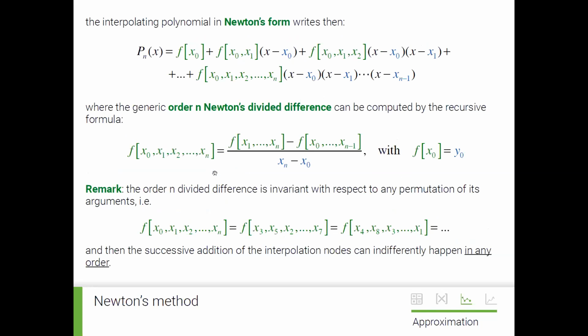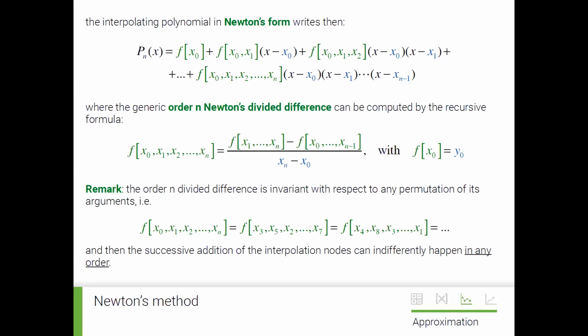Okay, so now the interpolating polynomial. We also call it Newton's form. In this form, the first coefficient is f[x0]. Next one, and so on, and the last one will be f[x0, x1, x2, ..., xn] times (x − x0)(x − x1)...(x − x_{n−1}). So this is the representation of Pn in Newton's form.